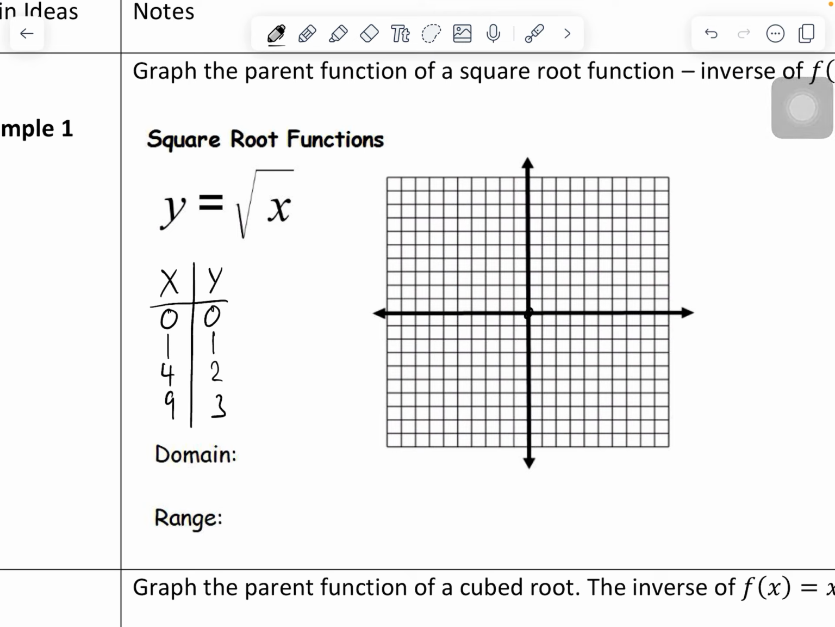So 0, 0 is still the origin. That's this point here. And then we got 1, 1, over 1, up 1, 4, 2 is over 4, up 2, and then 9, 3 is over 9, up 3 right here.